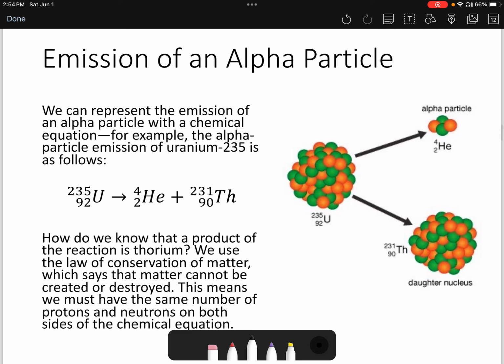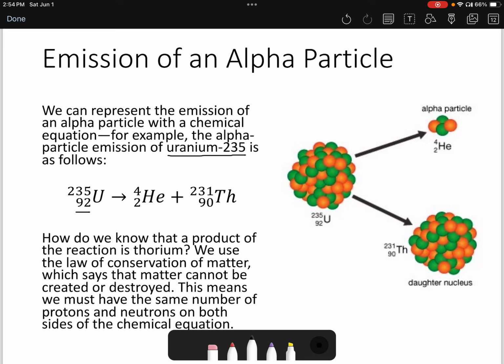All right, so let's look at an example of the emission of an alpha particle. So earlier we said that radioactivity was discovered using a piece of uranium. So let's use uranium as our example. Specifically, we're looking at uranium-235. So again, 235 is the mass number. And then we also have the atomic number, 92. So uranium is number 92 on the periodic table.